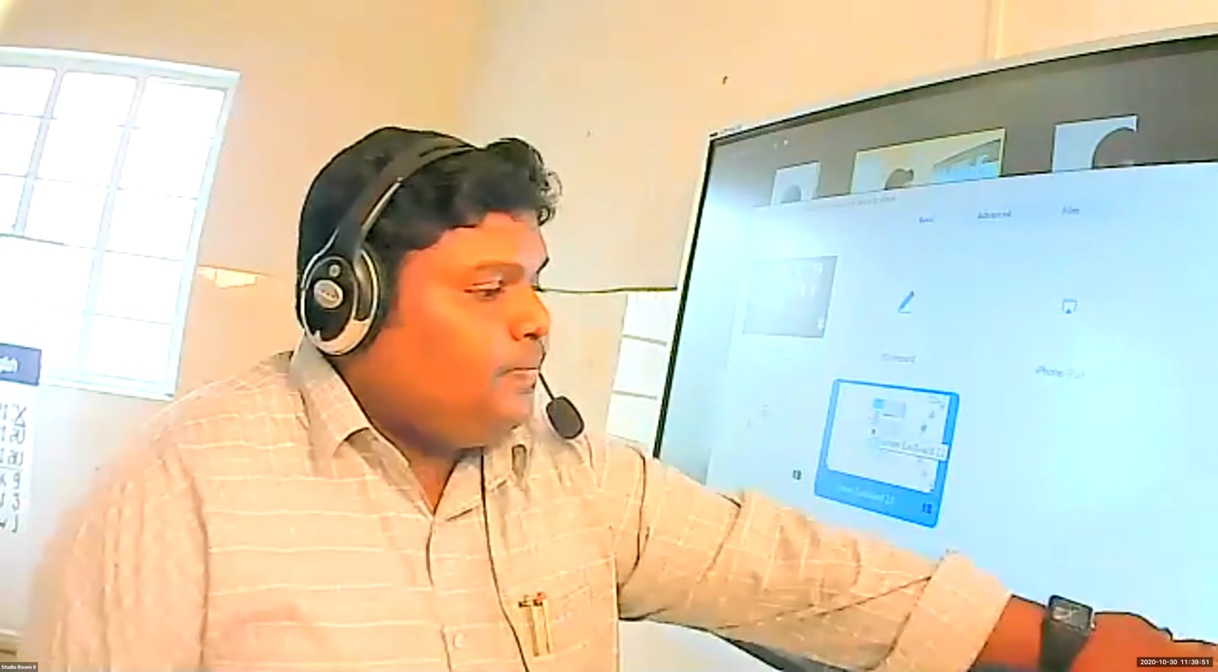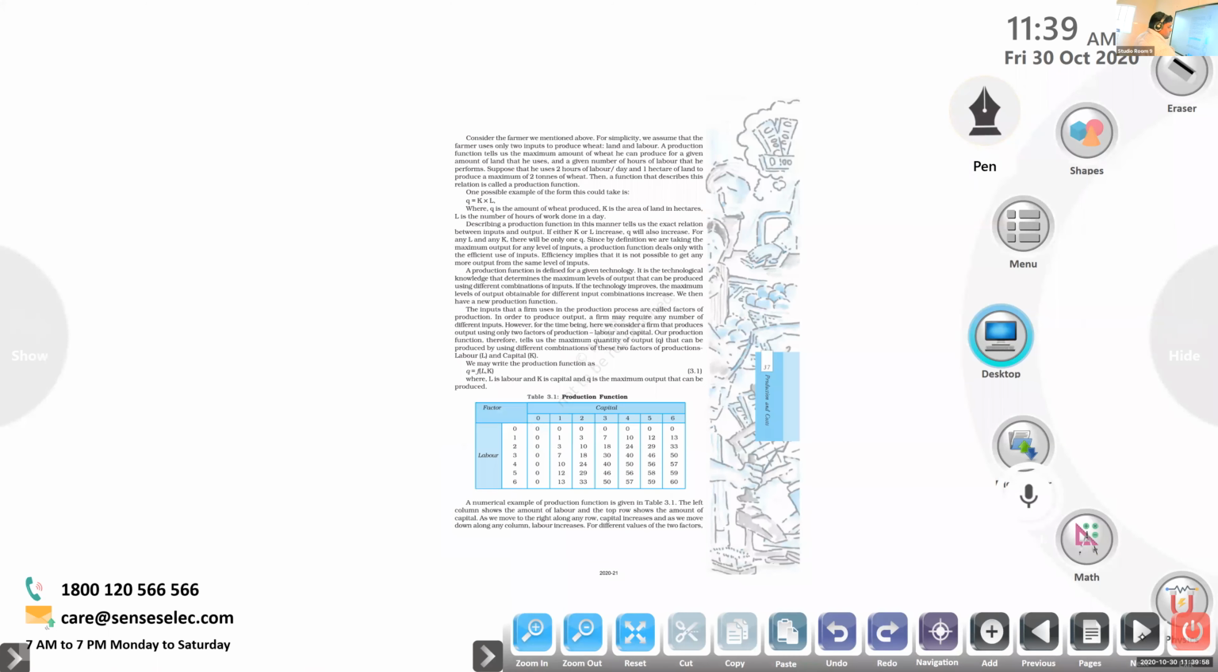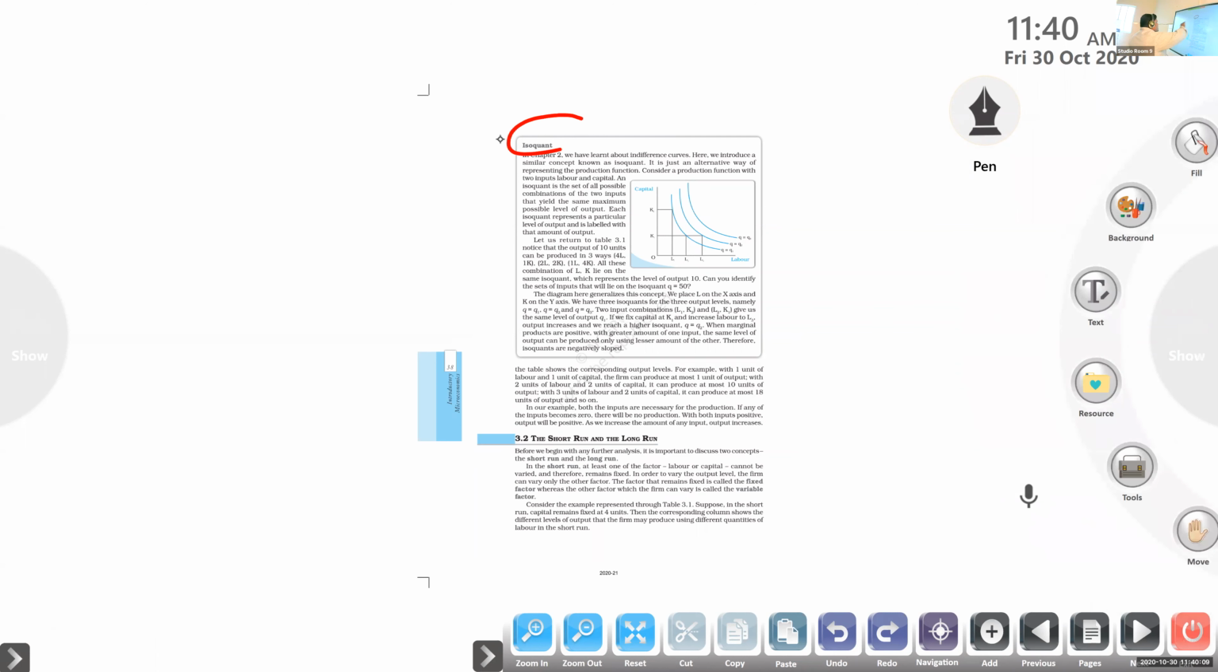Today we want to discuss the production function, production in the short run and production in the long run. In the last class, we discussed an isoquant. Remember that it is almost like an indifference curve, right? It is almost like an indifference curve.